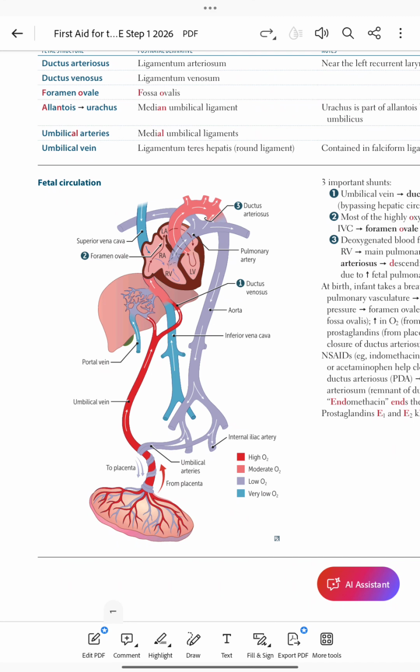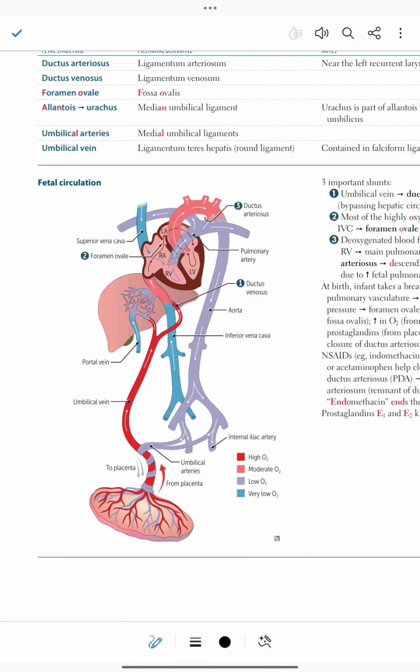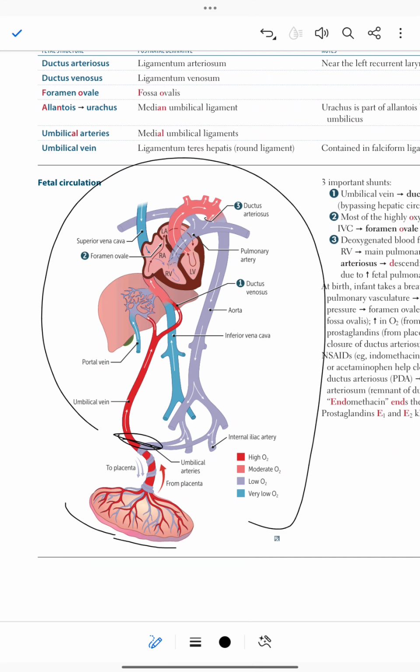Fetal circulation starts from placenta. This is a picture from First Aid for USMLE Step 1 2026. This is a placenta. Within the placenta, this is the umbilicus of fetus. This is a fetal side. Between the placenta and umbilicus of fetus, located umbilical cord.